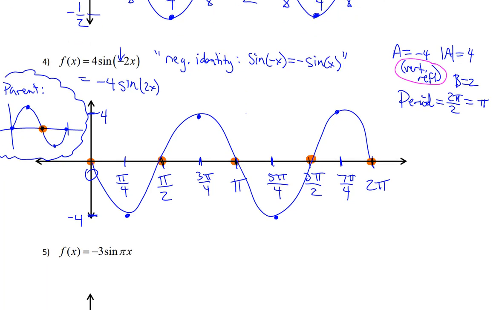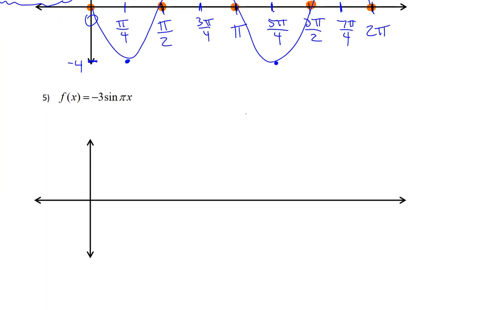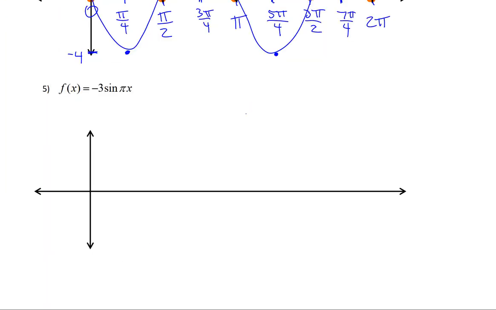Alright, let's keep on rolling. Our next example is as follows. It begins as f of x equals -3 sine of pi x. Okay, so we're seeing some things jazzing up this one, where there's a -3 in front and there's a pi in front of the x. Let's just do our usual things here, and let's note that a is -3.